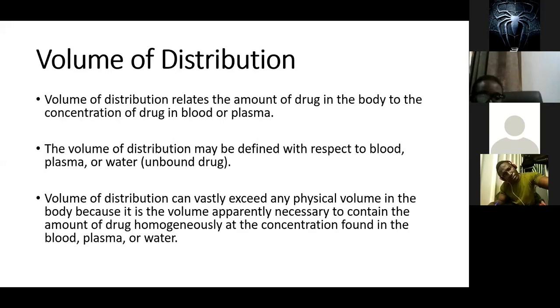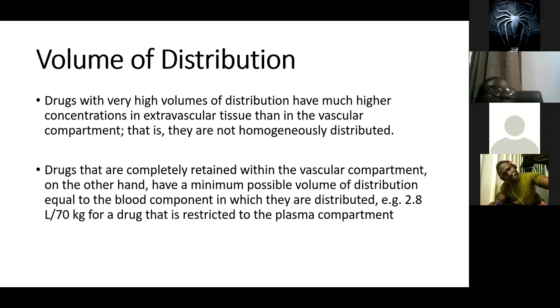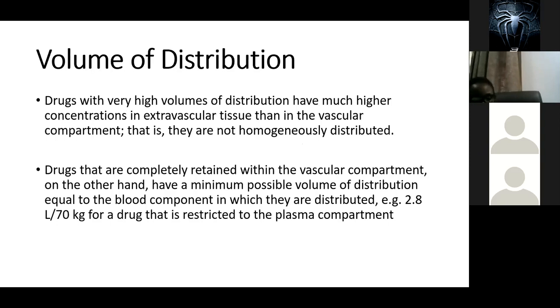The volume of distribution can exceed any physical volume in the body because it is the volume necessary to contain the amount of blood at the concentration found in blood, plasma, or water. So if you have a drug with a high volume of distribution, what does it mean? It means that it has a higher concentration in the extravascular tissue compared to the vascular compartment. Then you can have some medications which are completely within the vascular compartment and not in the intravascular compartment.